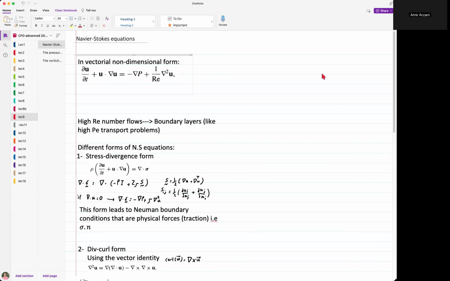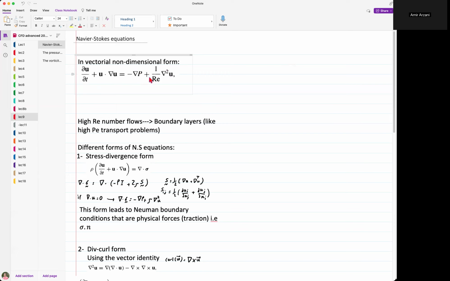Hi, in this lecture, we'll talk about the different forms of writing the Navier-Stokes equations, as well as the pressure Poisson equation and the vorticity equation. So in vector non-dimensional form, this is our Navier-Stokes equation, assuming incompressible flow for Newtonian fluid.